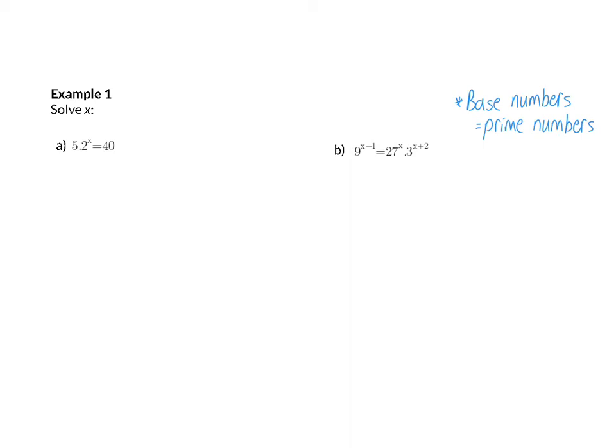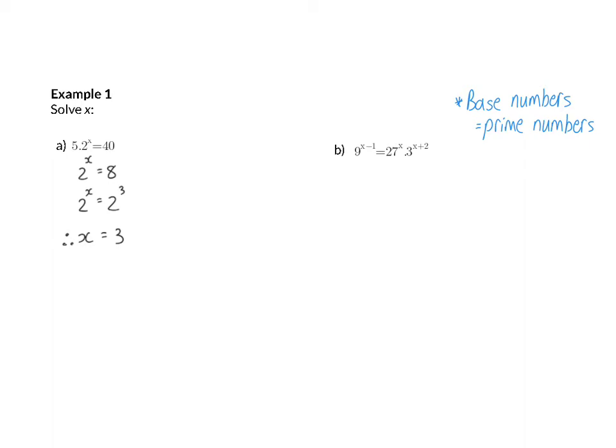Let's have a look at A. In A, we have two base numbers on the left. So we are going to start off by getting rid of the 5 by dividing by 5 on both sides. So then we'll have 2 to the power of x is 8. In my next step, I want these two base numbers to be the same. And that I will do by changing the 8 to 2 to the power of 3. Now that the base numbers are the same, we can make the conclusion that the exponent on the left has to be the same as the exponent on the right, so x is 3.